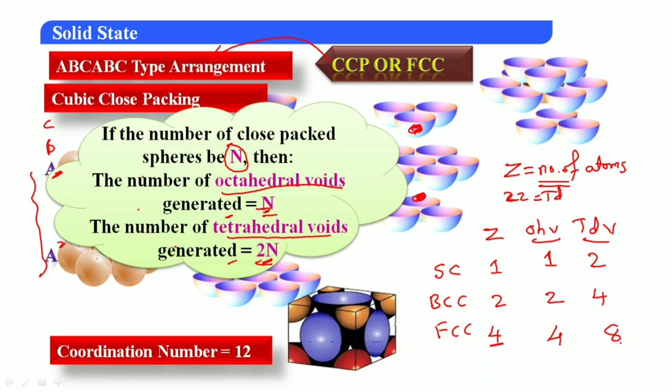How can you remember? See, tetrahedral voids will be smaller, octahedral voids will be larger. When the void is smaller, it will be in the larger number. The larger one will be in the smaller number. We know that if the size increases in a given place, smaller sizes can fit in larger numbers, larger sizes can fit in smaller numbers. Hence you can remember it like this, reversed. Octahedral will always be the same as Z, tetrahedral will be double the Z.